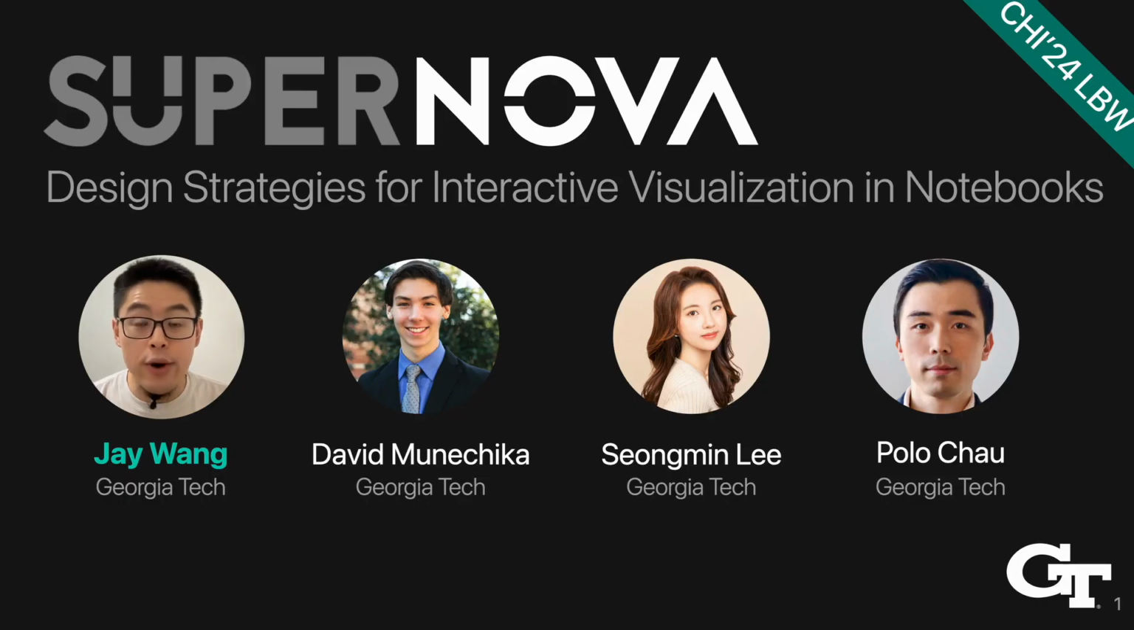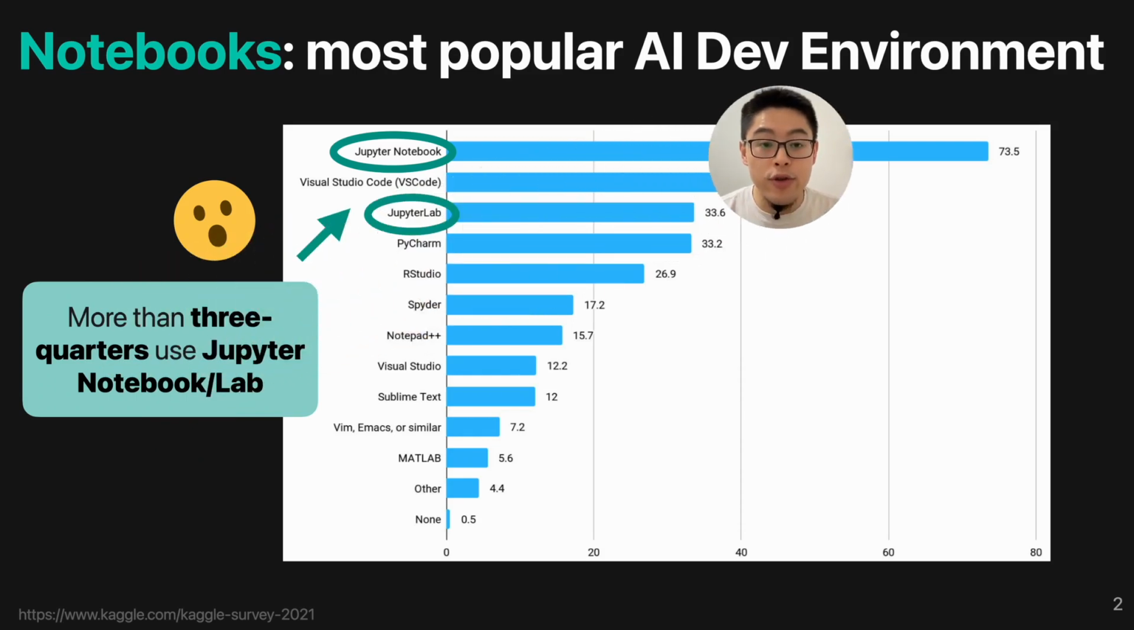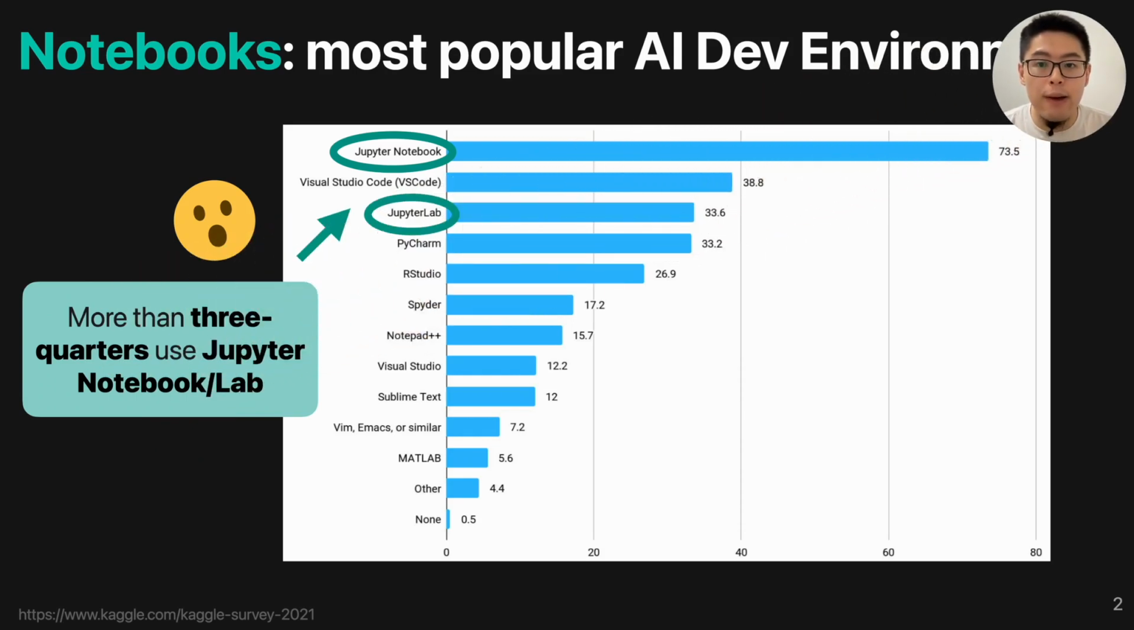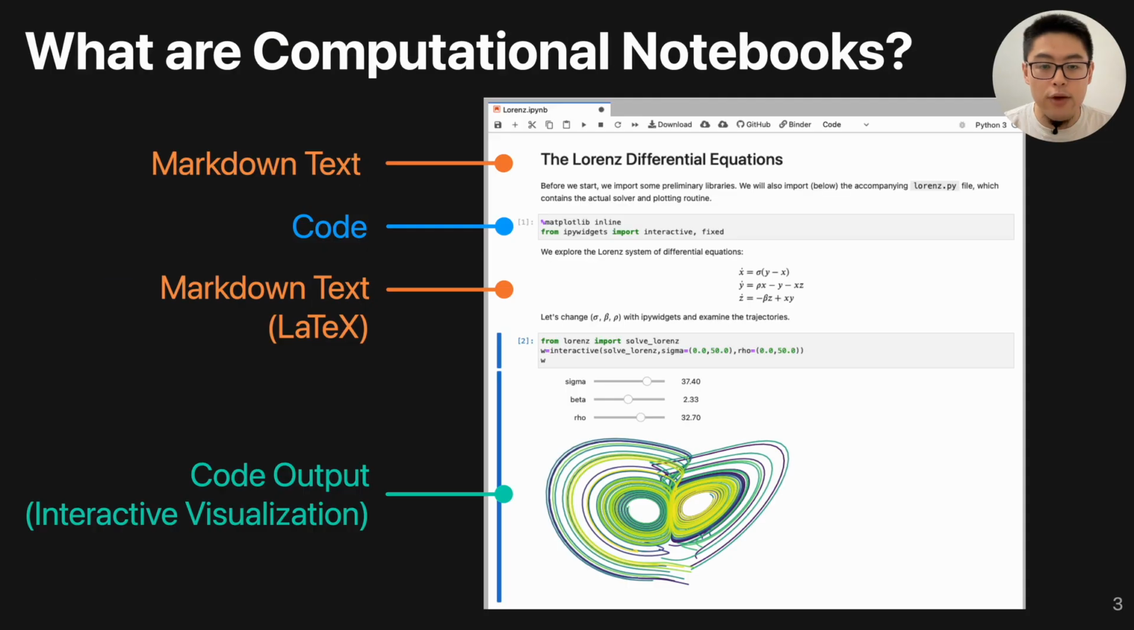We're glad to be here to present our SuperNOVA. Recently, we have seen computational notebooks such as Jupyter Notebook and JupyterLab become the most popular development environment for AI practitioners. So what are computational notebooks?